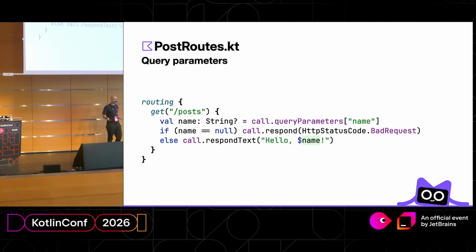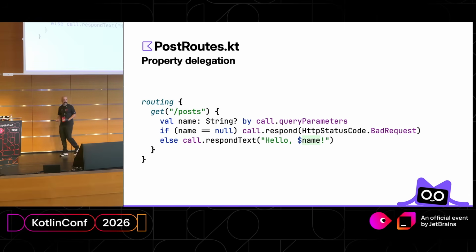So how do we extract values from the request? Here we have a name query parameter, which we store in a name Kotlin property, but this is a little bit redundant, right? We have to re-specify the name, and we can use Kotlin property delegation to avoid this. So here, Ktor knows the name of the Kotlin property, and it can use the name of the Kotlin property to extract the value from the query parameters.